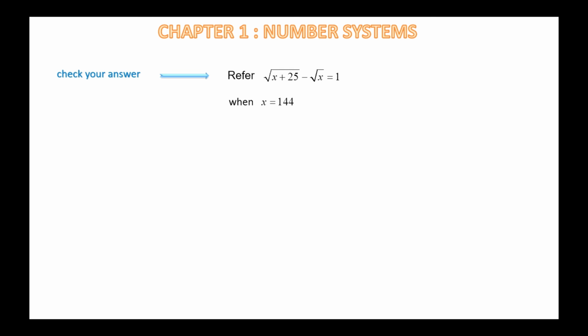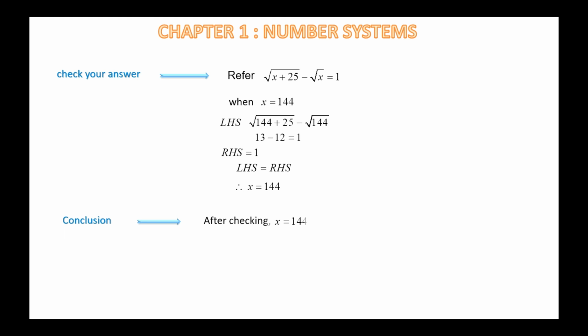When x equals 144, from left hand side, root 144 plus 25 minus root 144. Calculate, we get equals 1. From right hand side already equals 1. We can see the result, left hand side equal right hand side. Conclusion: after checking, x equals 144.